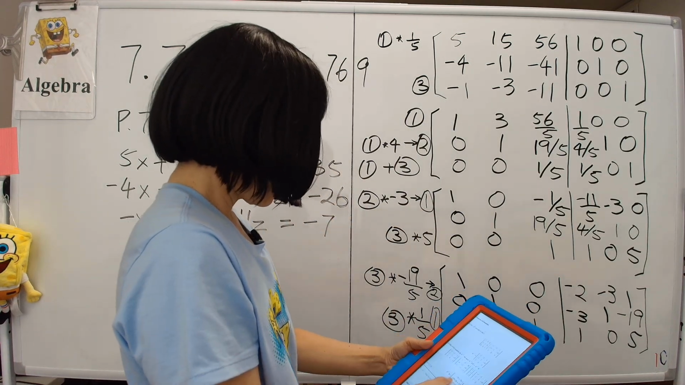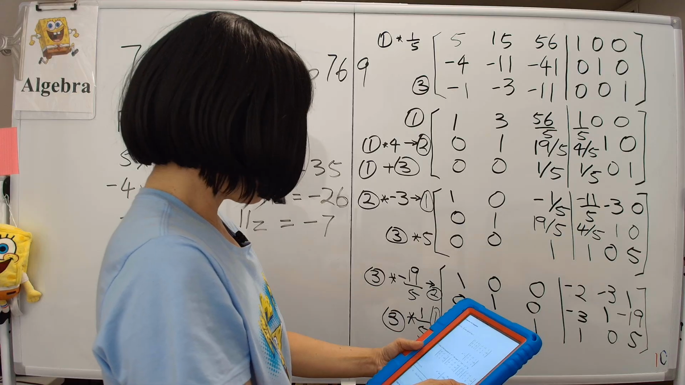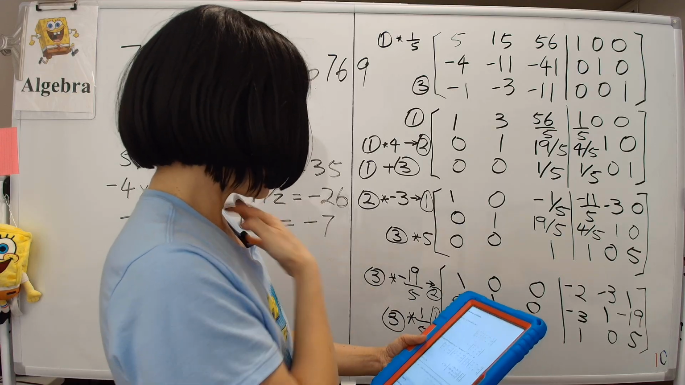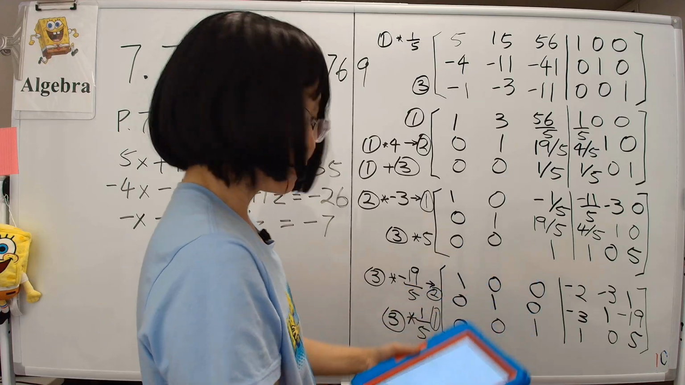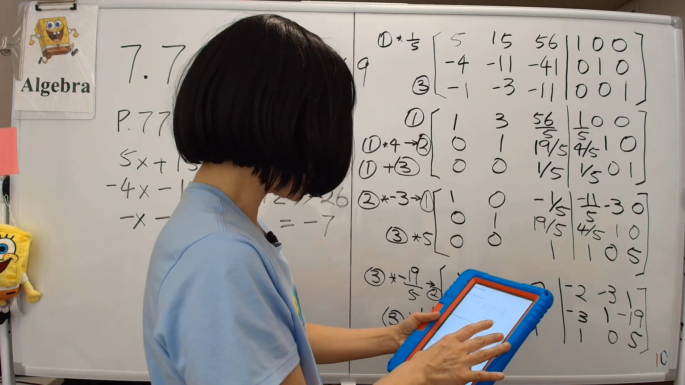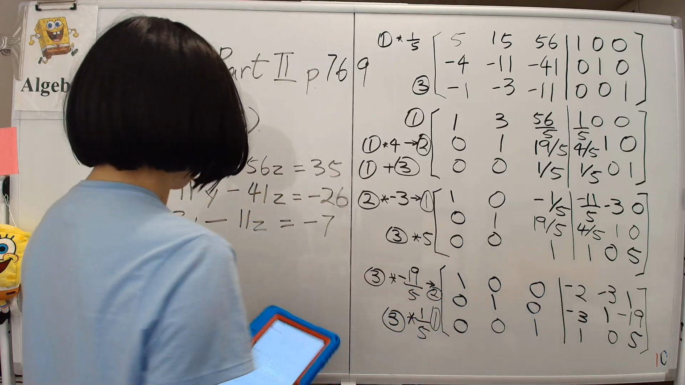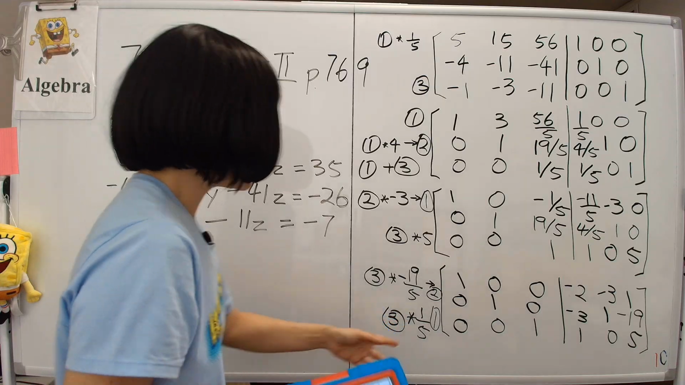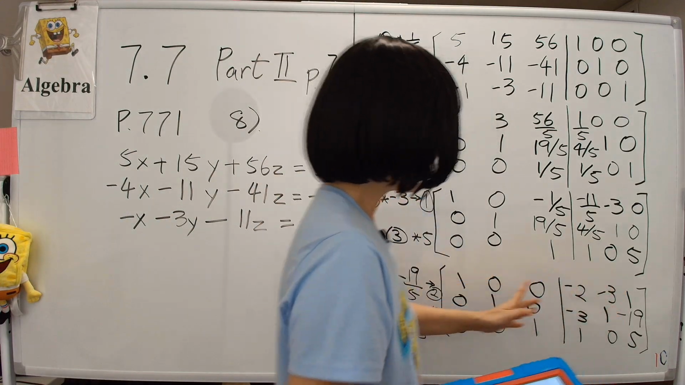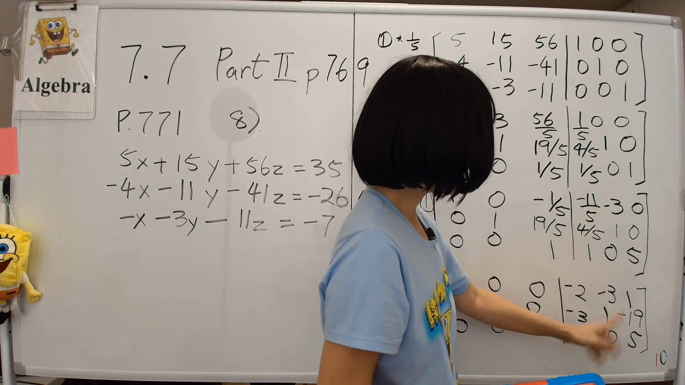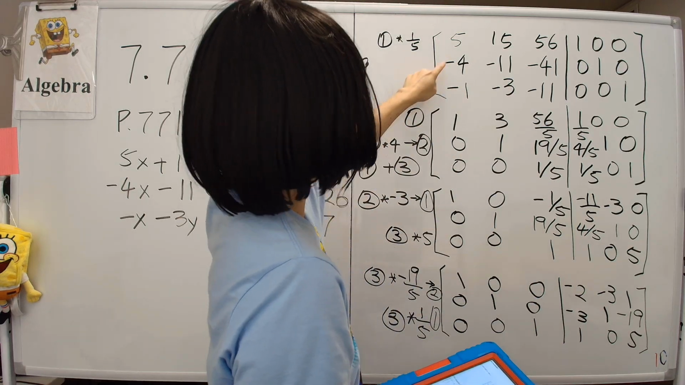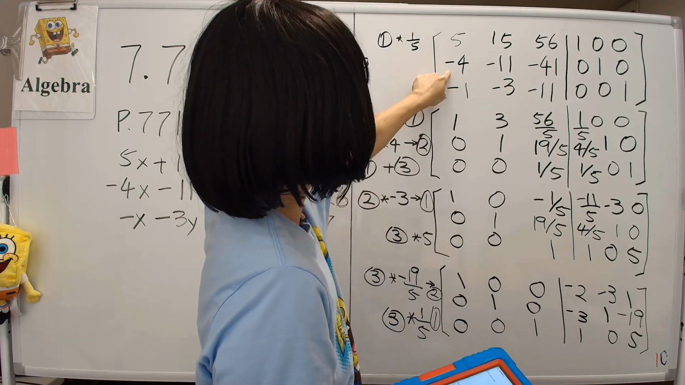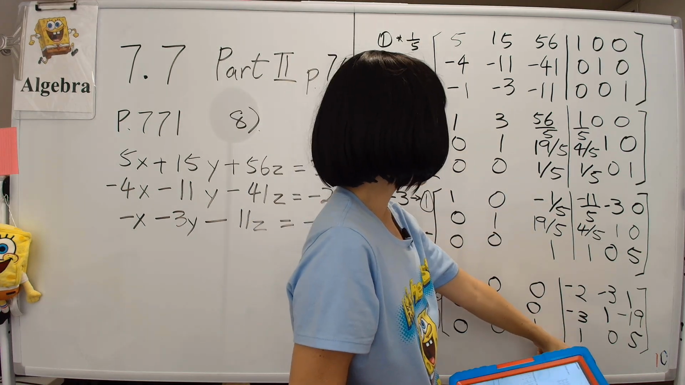Let's check. Minus 2, minus 3, 1. Minus 3, 1, minus 19, 105. Yes, I got it right. Wow, whoever seen that coming? I'm surprised. I'm as surprised as anybody. But anyway, so what have we done? We have created or found the inverse of the original matrix right here, okay? This is the original matrix. We have found that this is the inverse matrix.